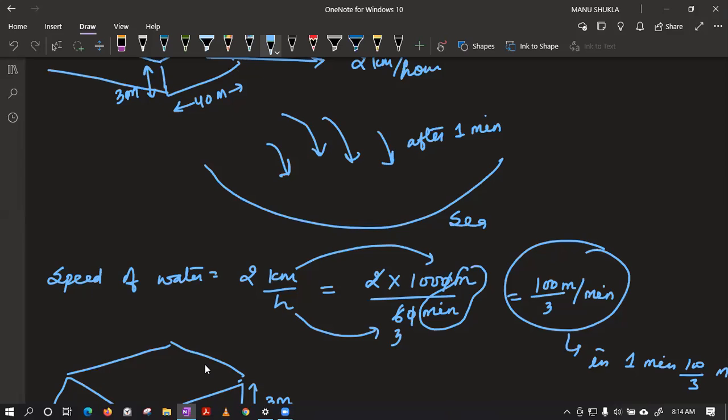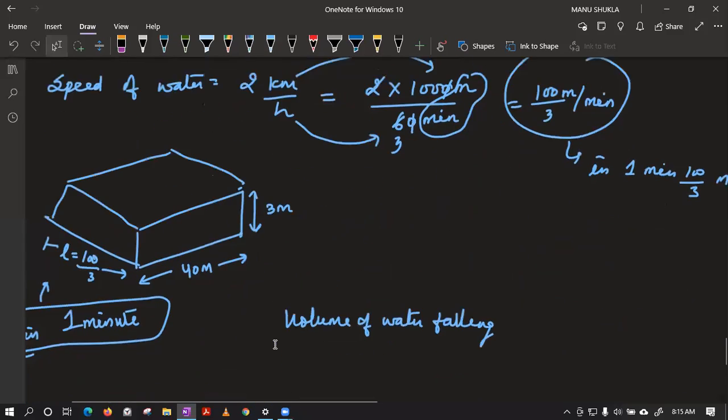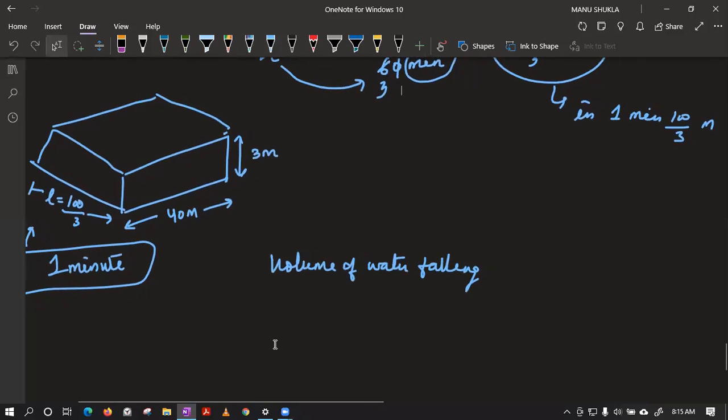Okay, sir, we could take 2000 meter also and then solve the time part. Yes, Vaishnav, that is also correct. But in that case, if you take 2000 meters, you have to convert into minutes finally. Okay, Vaishnav, that is also correct, if you are considering 2000 meters. Okay. Now let us find the volume and tell how much water will fall in 1 minute.